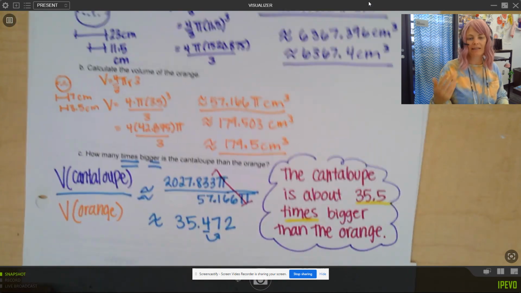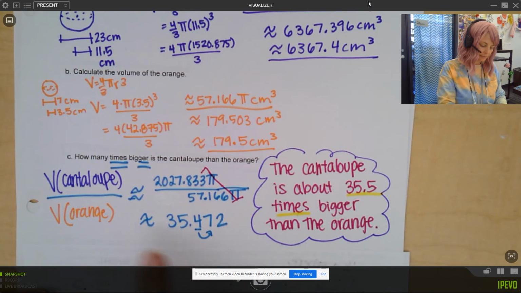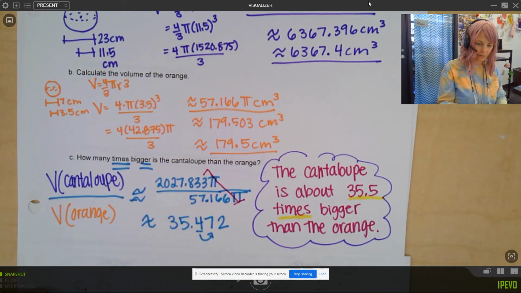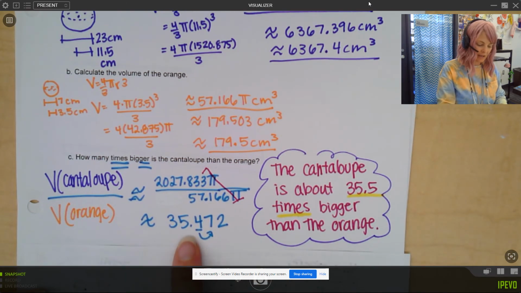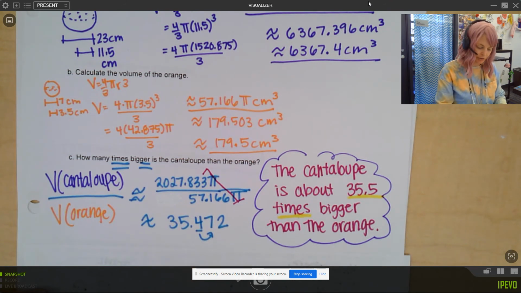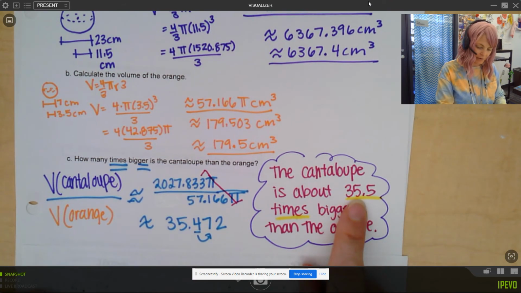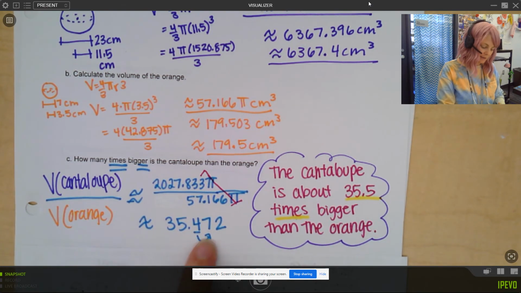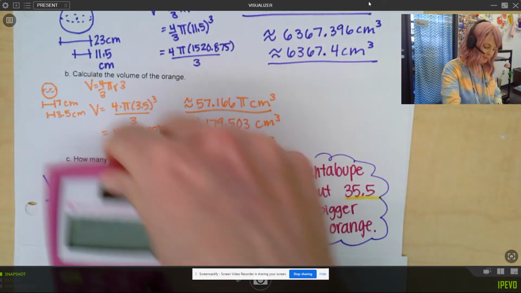If I'm asking about how many times bigger, I'm using division. So if you use the answers in terms of pi, the pi's cancel out. And if you use the other approximate answers, you're going to get the same answer too. So the cantaloupe is about 35.5 times bigger than the orange. So you can be rounding to the nearest tenth. You saw a 7 next door.